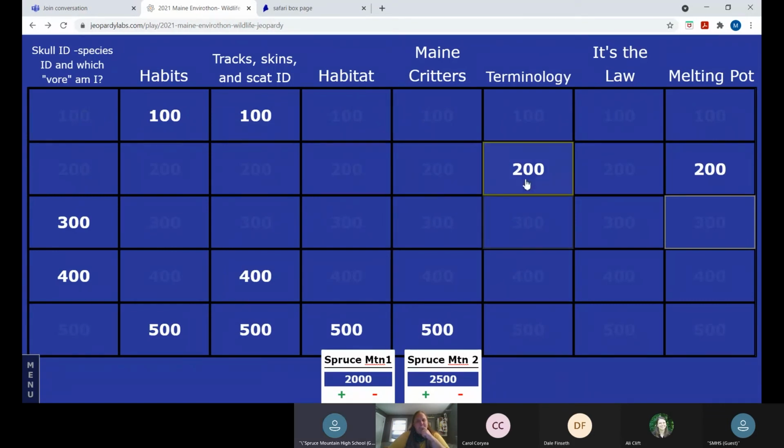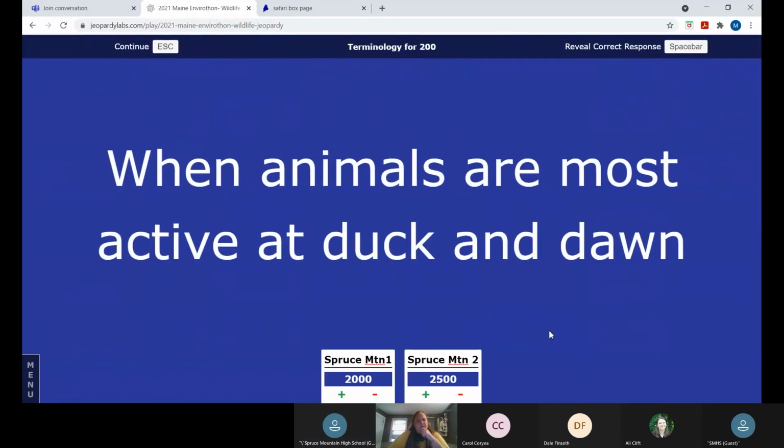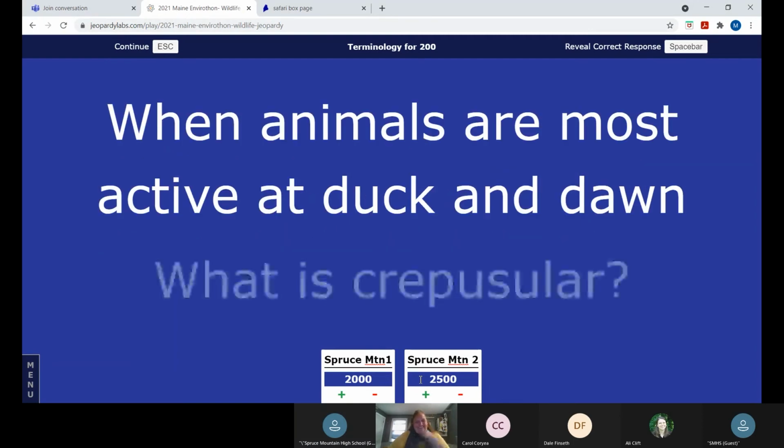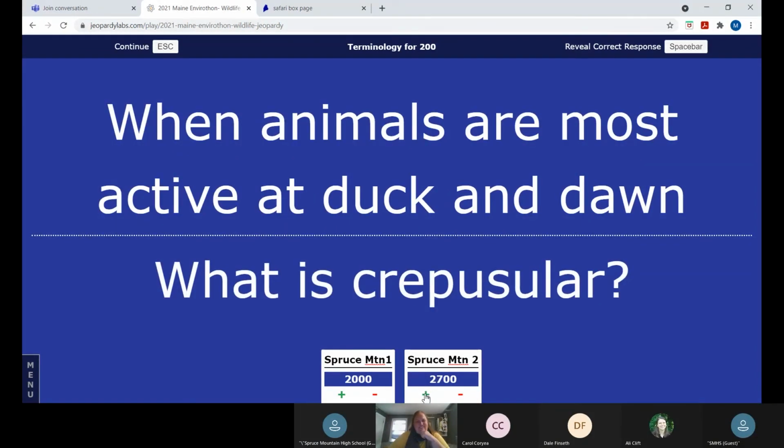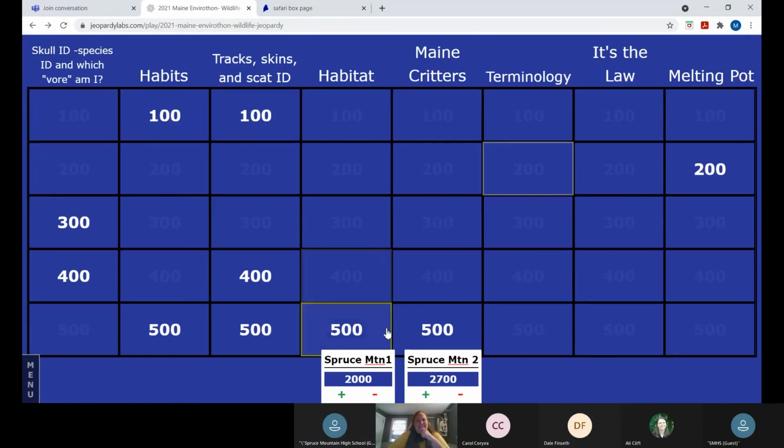Terminology for 200. This is a term for when animals are most active at dusk and dawn. Crepuscular. Good job. I'll fix that one.